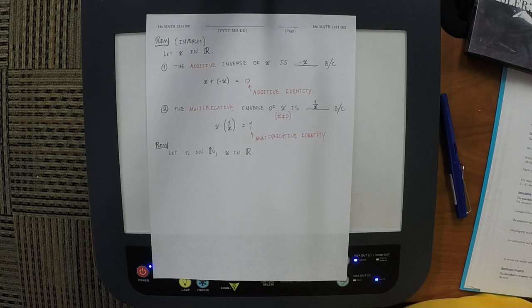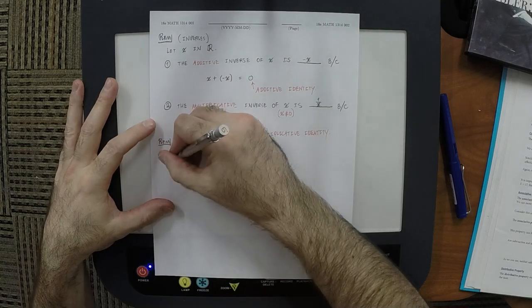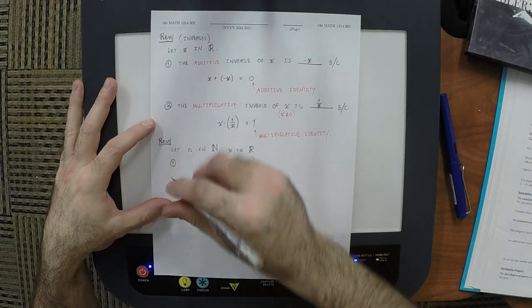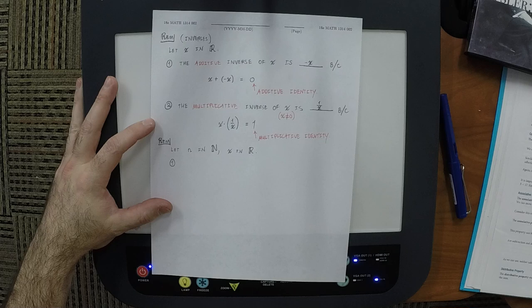Two. Two's natural. How about negative 2? Is negative 2 natural? No, it is not. But it is an integer, right? But it's not natural, though. So that means that if n is natural, negative n is not natural.